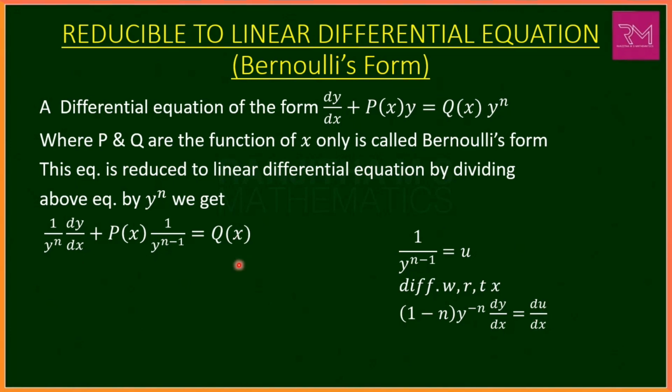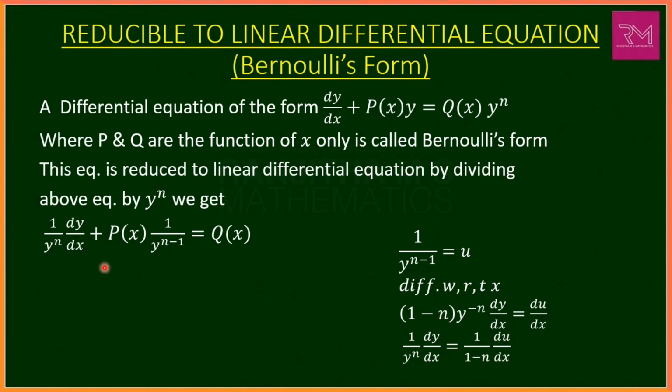Here, once we divide the given equation by y power n, we get this value. Next step, we substitute 1 by y power n minus 1 as u, and again differentiate this term with respect to x. We get 1 minus n into y power minus n into dy by dx, which is equal to du by dx. Now if we take y power minus n to the denominator and this term goes to the right hand side, that becomes 1 by y power n into dy by dx, which is equal to 1 by 1 minus n into du by dx.